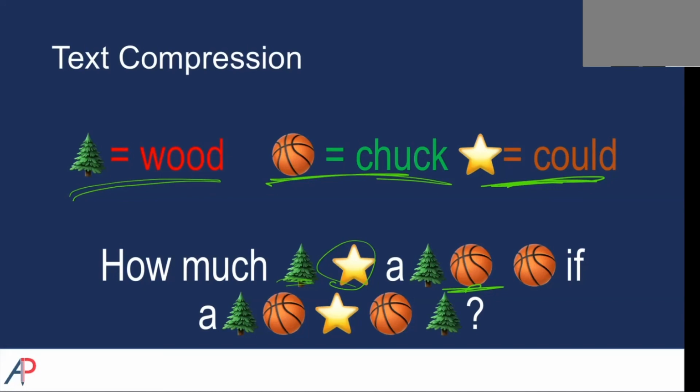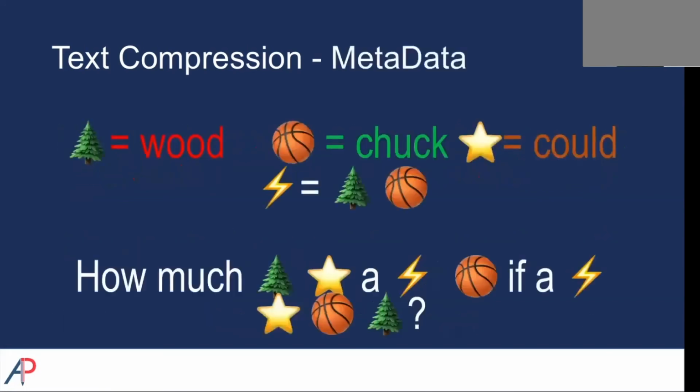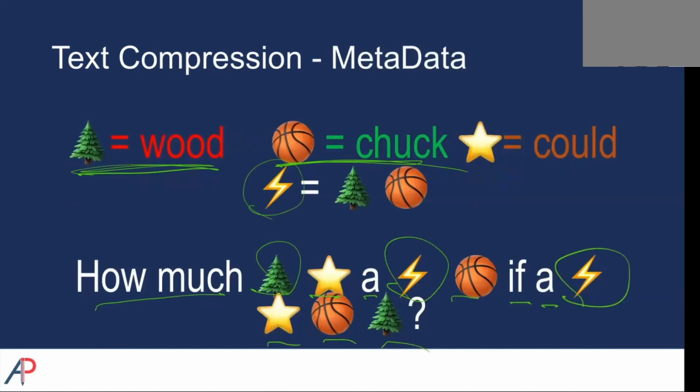So to be honest, there's actually something that we could do even more to this. Hopefully you guys can see that wood and chuck, those two could be combined together for woodchuck, and then we could replace it with this as well. So now it's: how much wood could a woodchuck chuck if a woodchuck could chuck wood. So we could reduce it even more using a compression on top of a compression, or a substitution on top of a substitution rather.